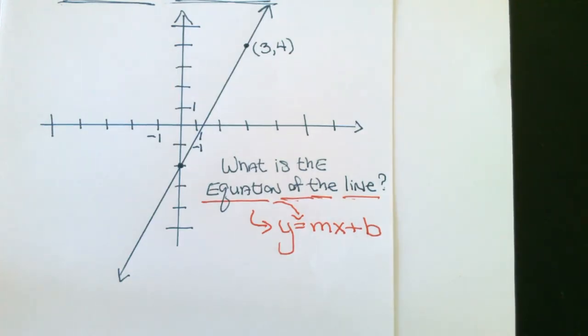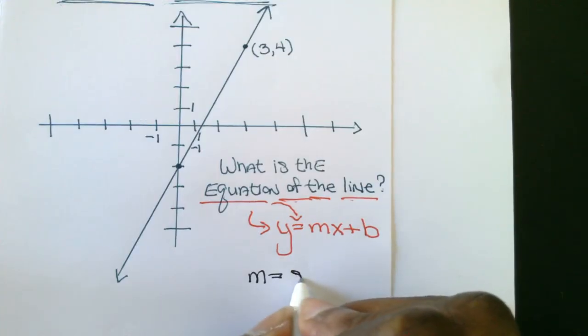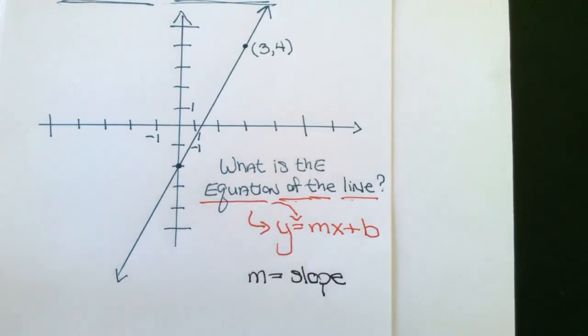So, in order for us to get the equation of the line, we need two things. We need our m, which is representing our slope, and we just talked about slope. Rise over run, right? Change of y over change of x. And now we also need our b. Our b is called the y-intercept.